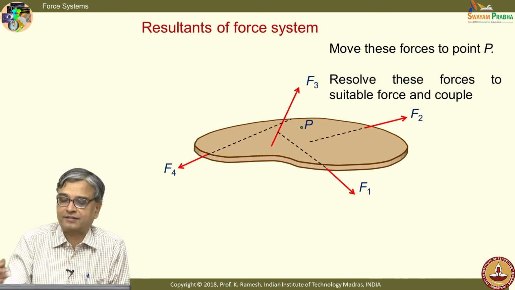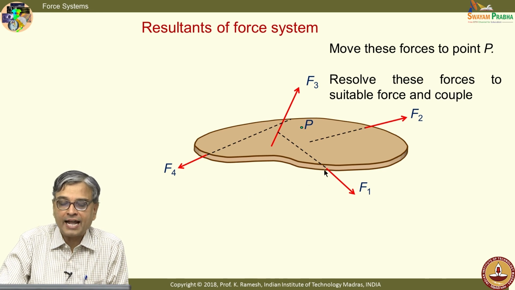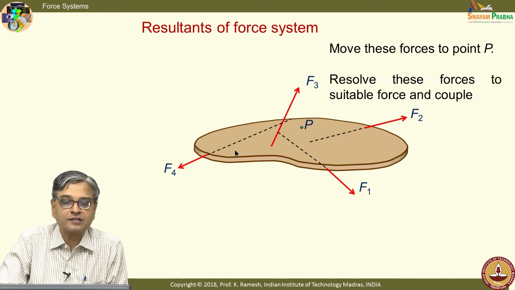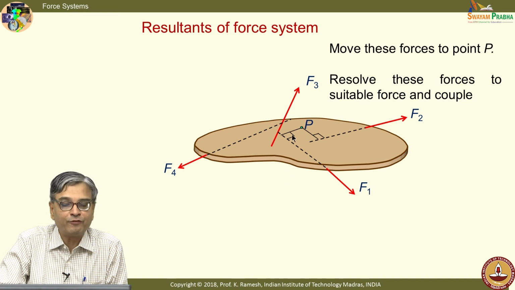Now, you have the trick. What do I have to do? I have to translate these forces to point P. I have taken a simple situation where all the forces lie in the same plane. So, I have to simply translate them to that point. This is equivalent to finding the perpendicular distance and giving me a moment. I will have a moment for force F1, a moment for F2, a moment for F3, and also a moment for F4.